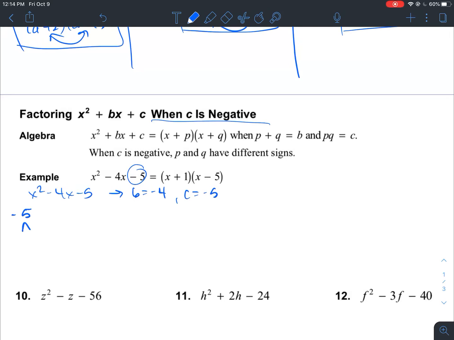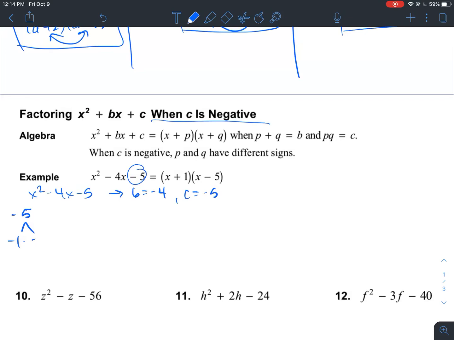So let's think about it. If it multiplies to be negative 5, then it's either going to be negative 1 and positive 5, or 1 times negative 5. Now do any of these, if it has to be multiplied, then it has to be negative 1 times negative 5.